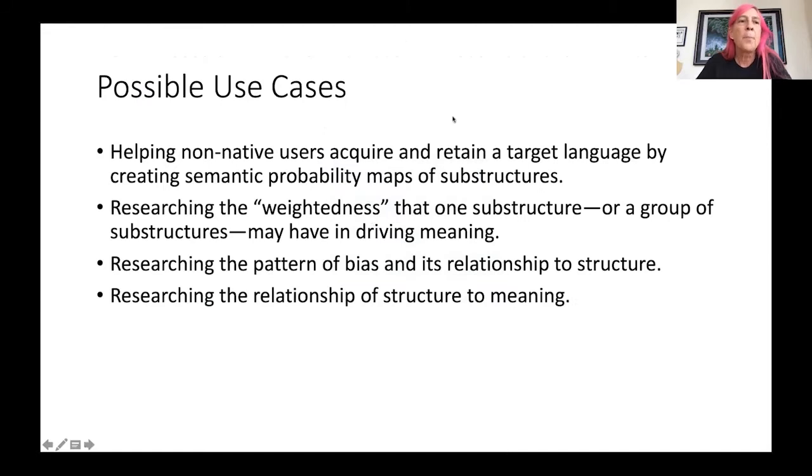Possible use cases: helping non-native users acquire and retain a target language by creating semantic probability maps of substructures.